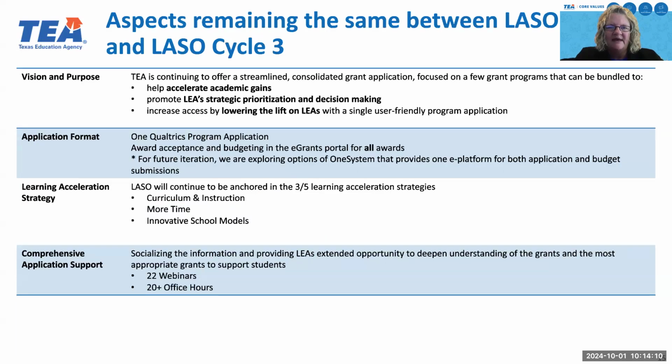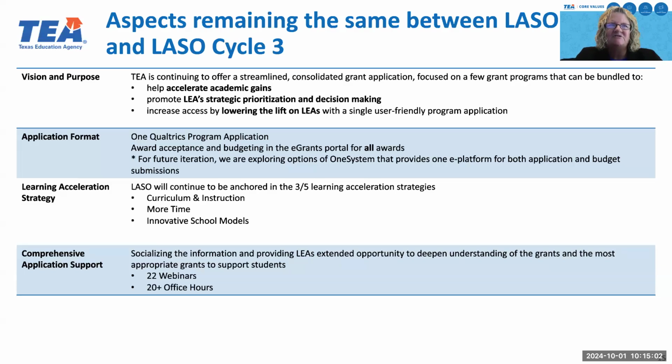Here is a little bit more about what we're providing in this LASO 3 consolidated grant application. Our vision and purpose: we are continuing to offer a streamlined, consolidated application focused on just a few grant programs to be able to deliver support to help you all accelerate academic gains and promote LEAs' strategic prioritization and decision making. The consolidated grant application lowers the lift on the LEAs by using a single user-friendly program application. We will continue offering the LASO iterations. We're excited to hopefully present in the future one system that has more grant offerings, and more information on that is to follow at a different time.